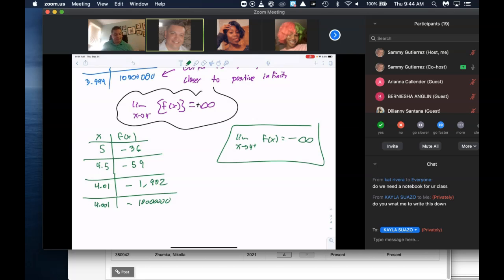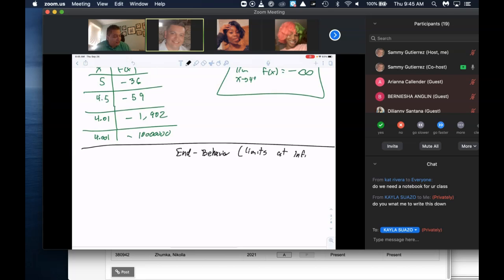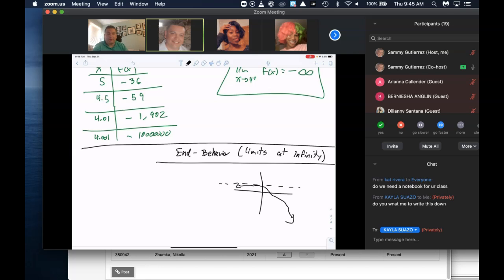Last problem. Last piece for today. Behavior, limits at infinity. Okay? So I want to know, let's say my graph, and like I said, we're going to study the graphs a little bit later on, but you can't see the graph, all right? You can't see what the graph looks like. But let's say the graph does this. Okay? That's what the graph looks like.